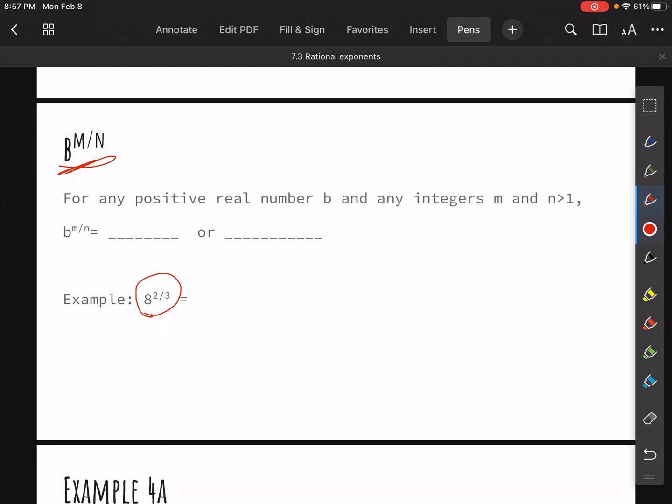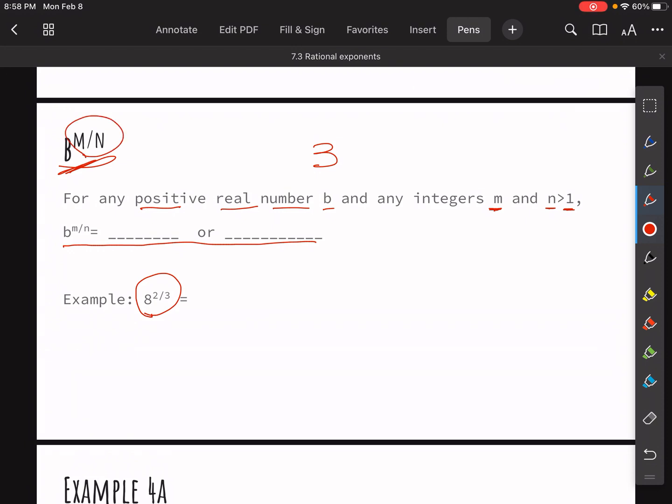shouldn't be that bad. So look, all this is saying, and it's helpful to think about this in two ways. So I'll give you the book's definition, and then I'll show you what it means with an actual example. So what this is saying is if we have any real number b, any positive real number b, okay, so you could choose any positive number. We could choose a 3 if we wanted to. And any integers m and n bigger than 1.